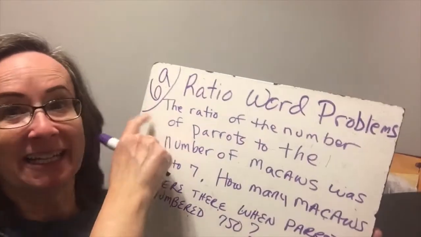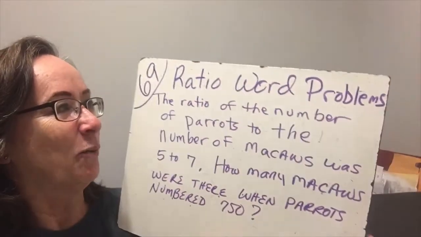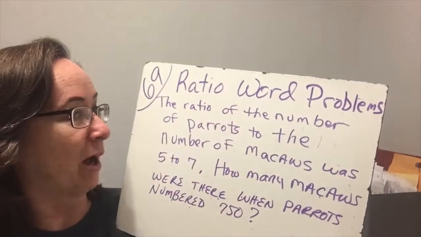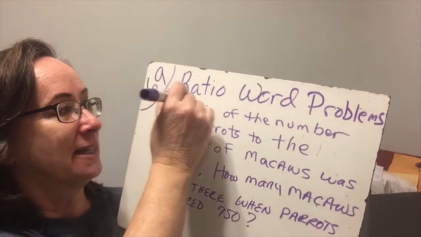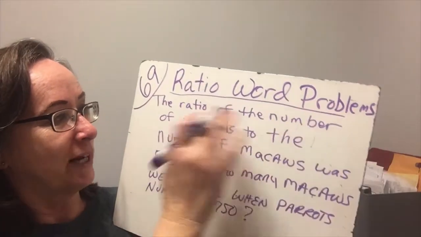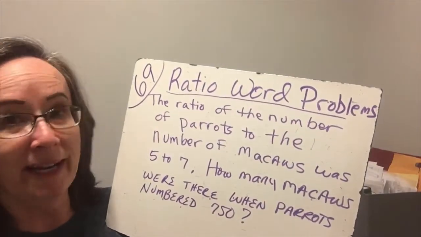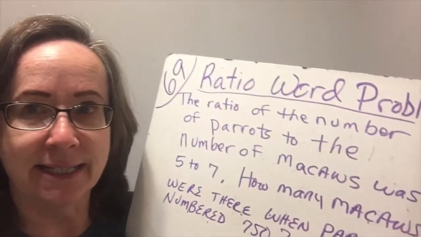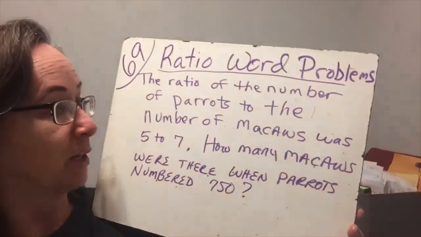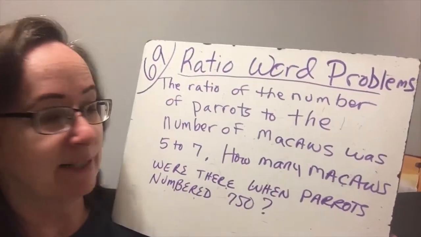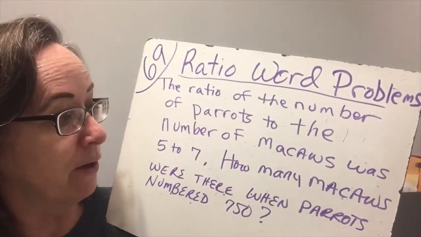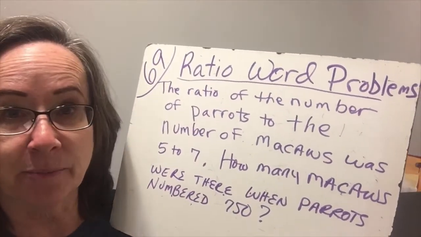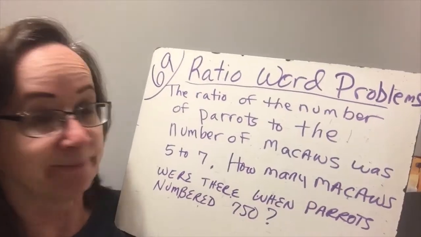And tonight we're doing lesson 69, which is all about ratio word problems. And here is our first ratio word problem. The ratio of the number of parrots to the number of macaws was 5 to 7. How many macaws were there when parrots numbered 750?